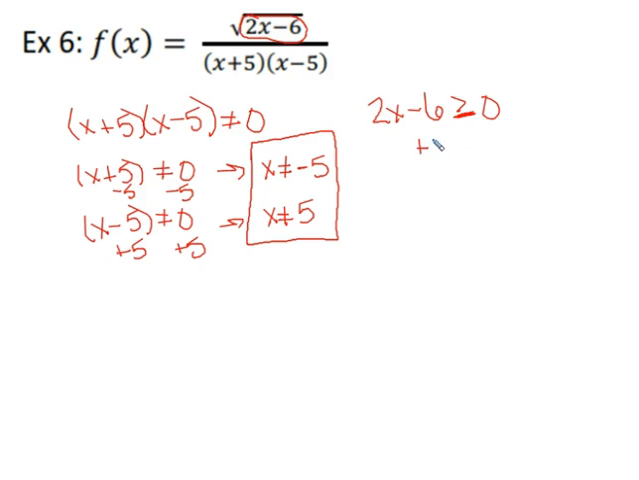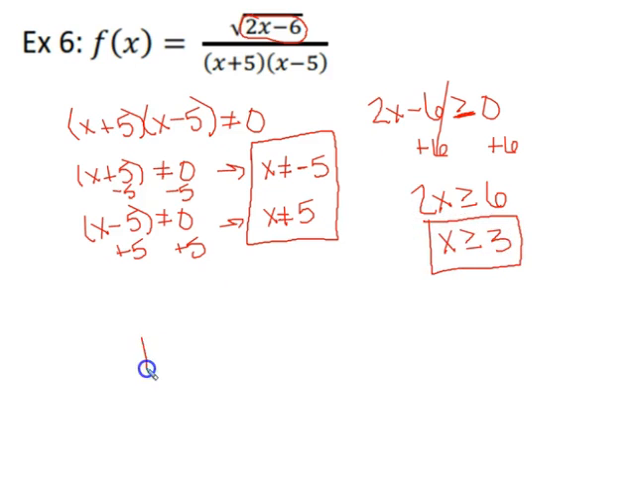So let's solve this one, adding 6 to both sides, and then dividing by 2 would give us a solution of x's that are greater than or equal to 3. So our overall domain, since we had two pieces we had to solve, are our answers from those two pieces. So we need x values that are greater than or equal to 3, but we also have some particular restrictions on certain values. x cannot equal -5 or +5.